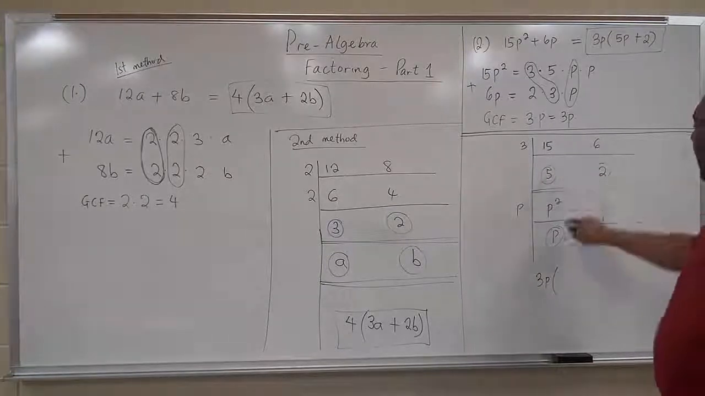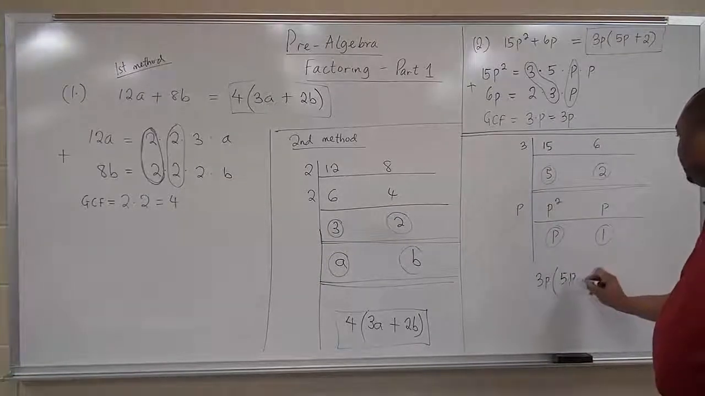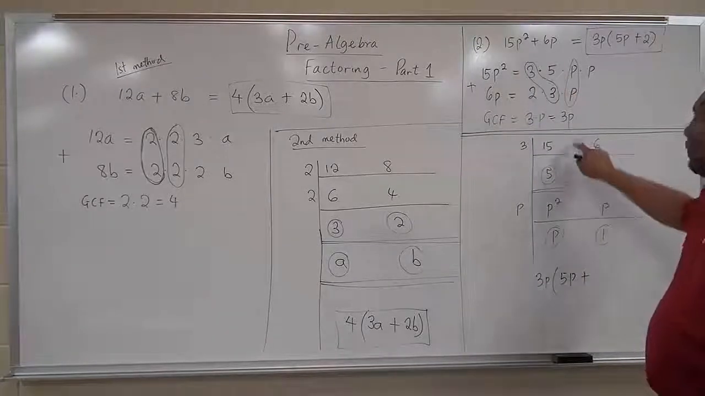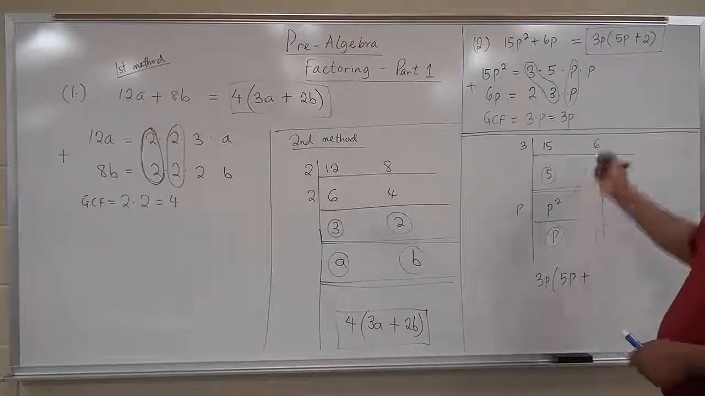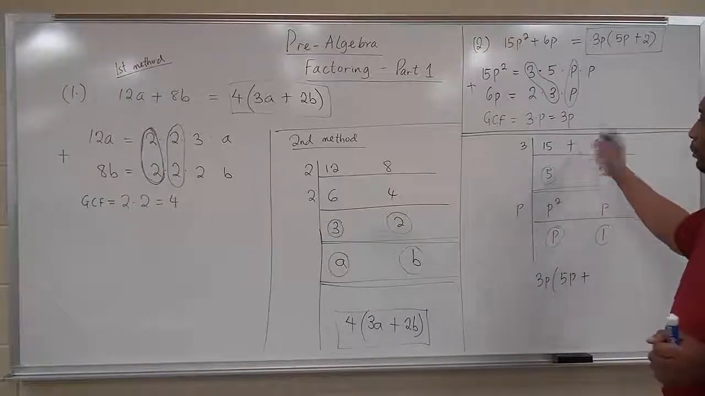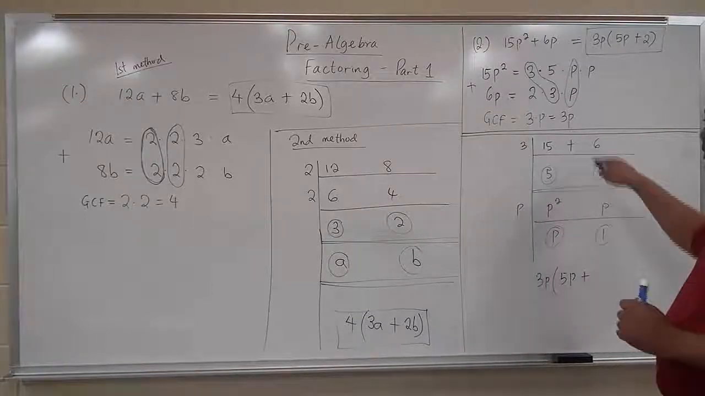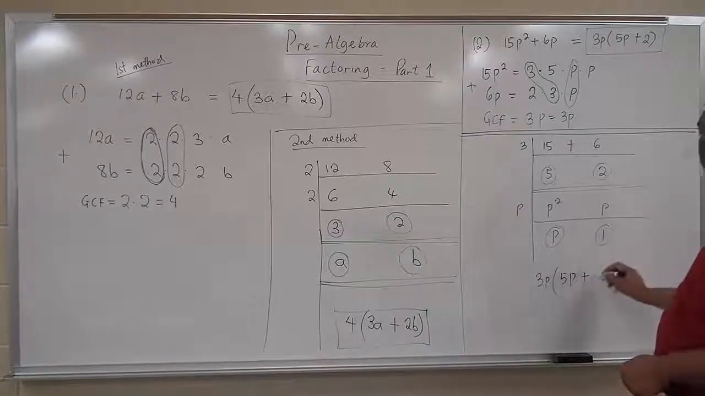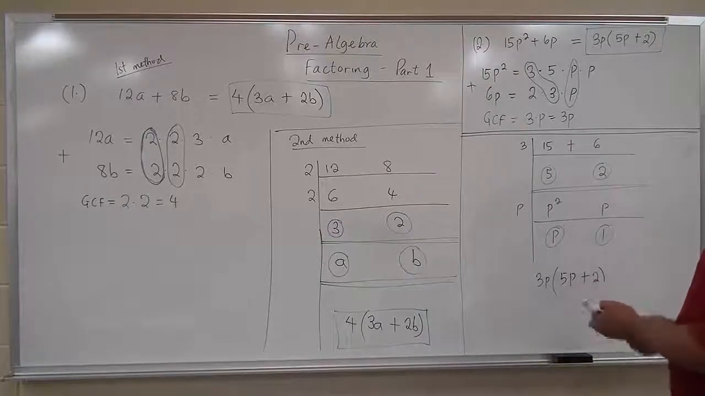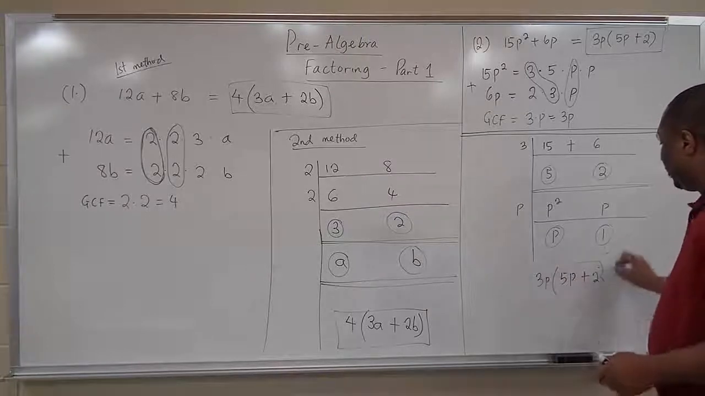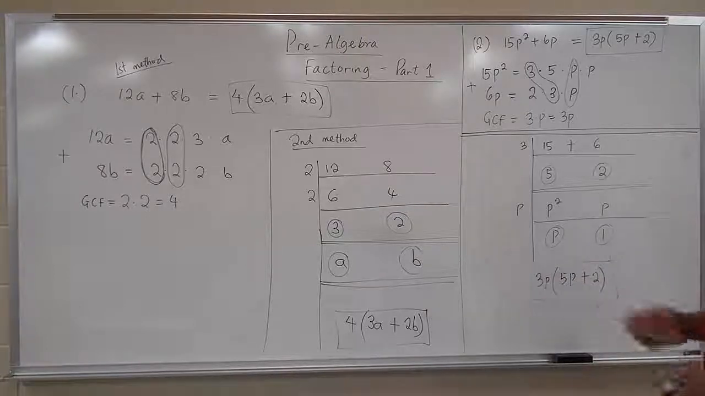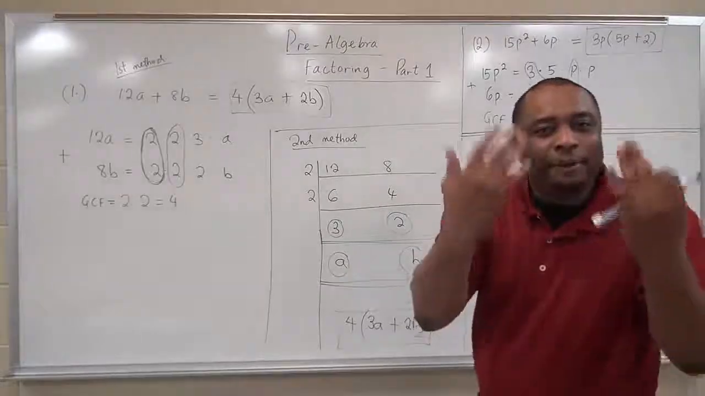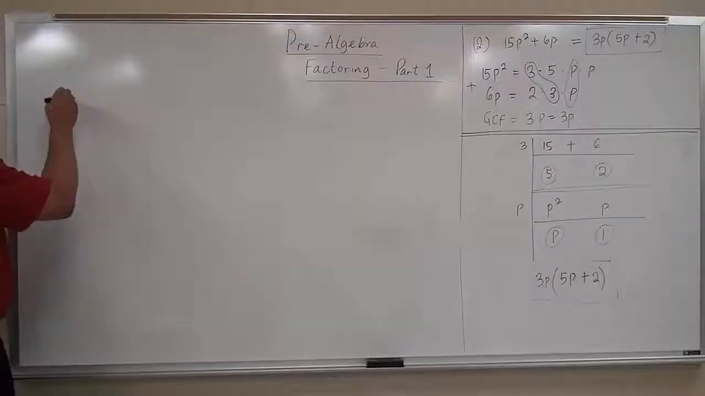parenthesis, 5 times p, 5p, this plus is this plus. If you want to put plus here, that's up to you. Some folks might want to put plus there so that they will know that it's plus. You can do that. And then 2 times 1, 2. And that still gives you the answer. That's if you use the second method. So which method do you like? The first or the second? You tell me.